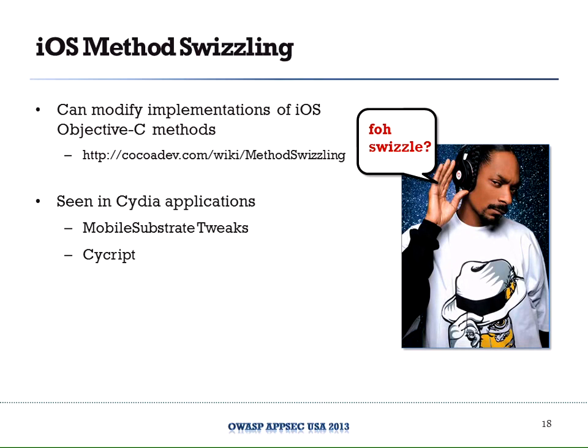So this technique's called method swizzling. And if you're familiar with iOS hacking or jailbreak development, you might have heard of Mobile Substrate tweaks or Cycript that kind of do the same thing. Behind the scenes, they're all just leveraging method swizzling techniques for Objective-C.